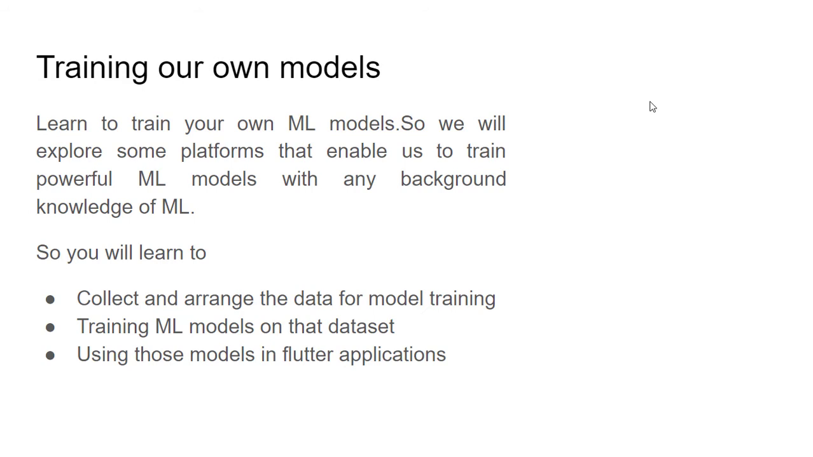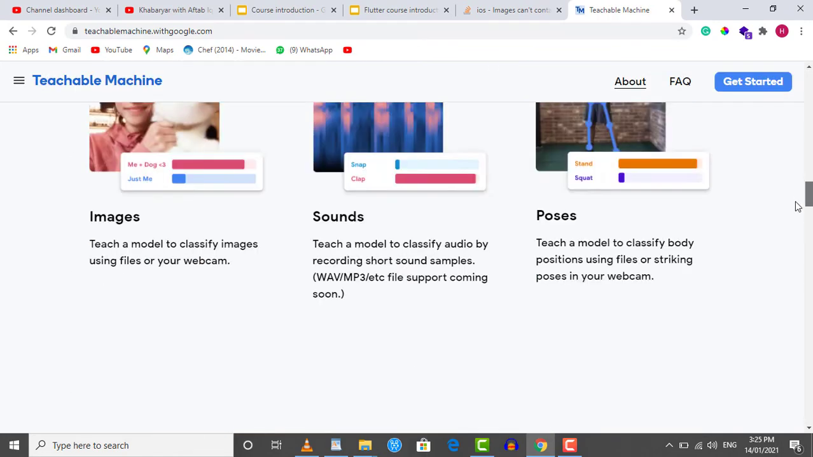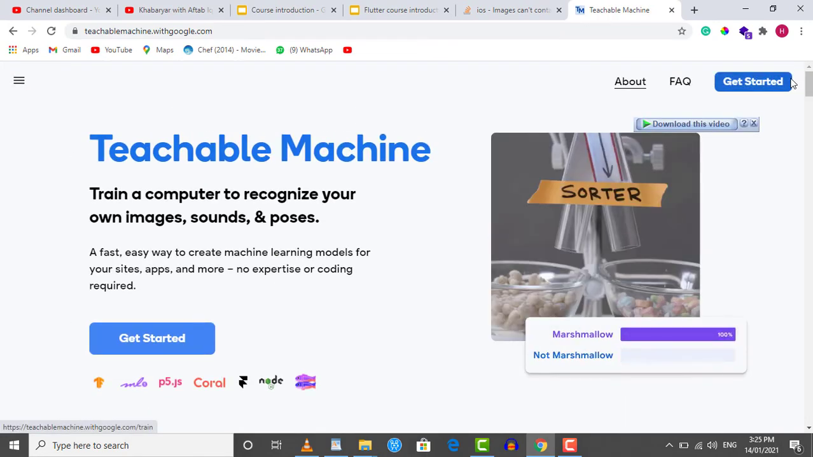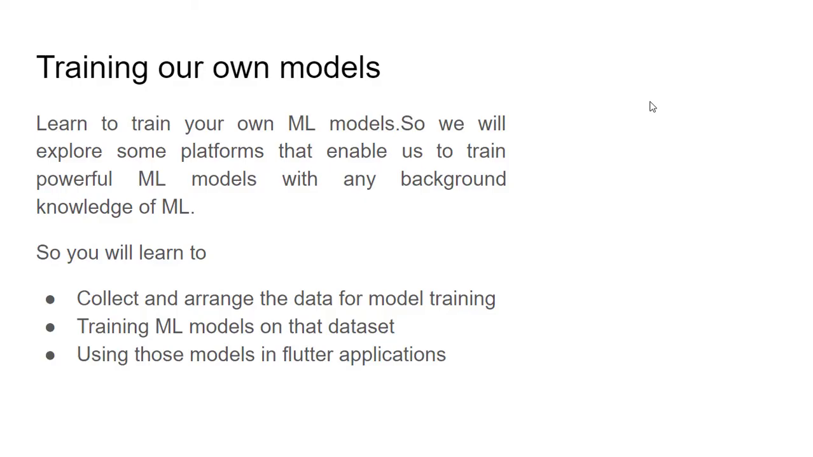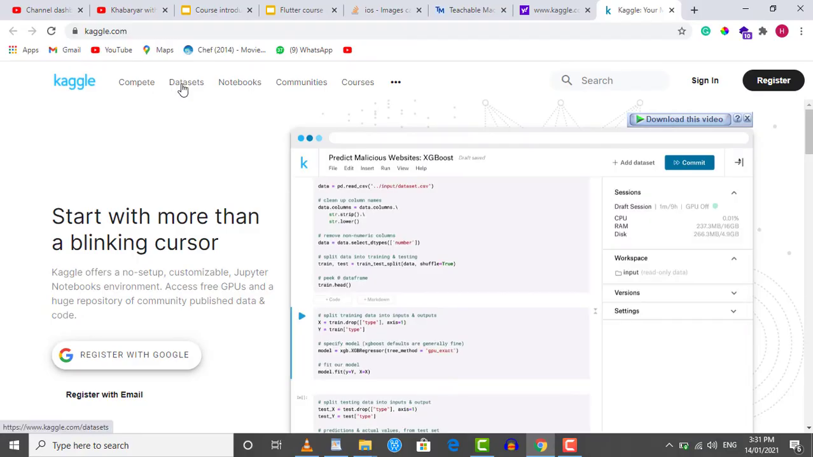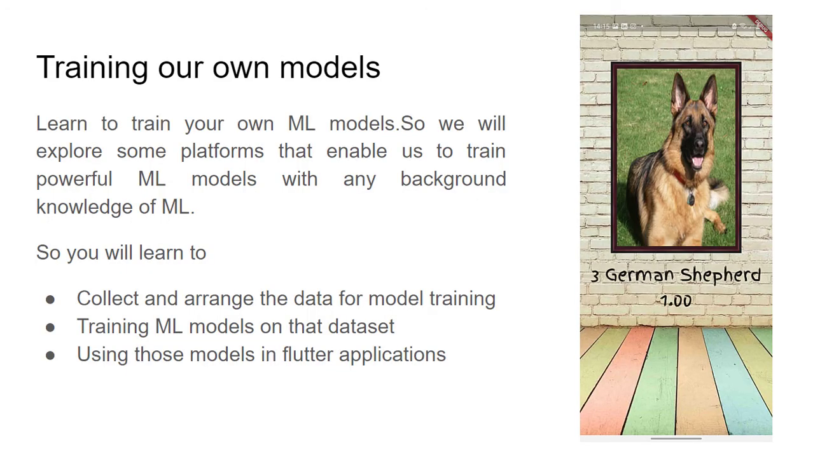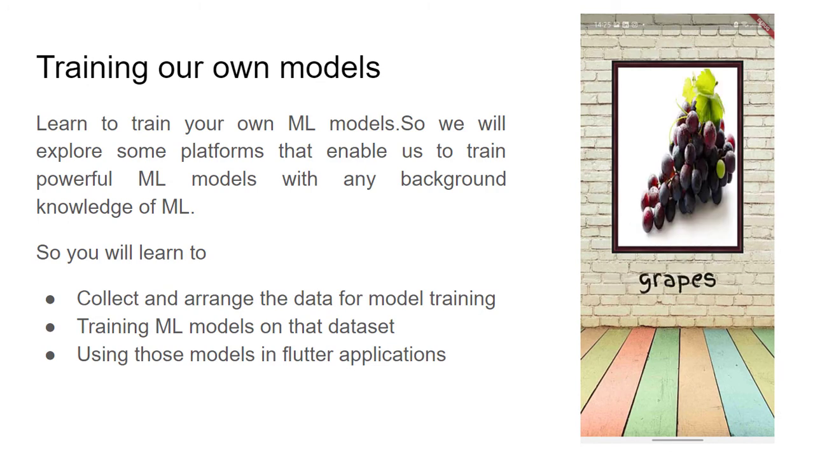Then in the final section of this course, you will learn to train your own machine learning models. So we will explore some platforms that enable us to train powerful machine learning models without knowing any background knowledge of machine learning. So you will learn to collect and arrange the dataset for model training. Then you will learn to train the model on that dataset. Then finally, we will use those models inside our Flutter applications.